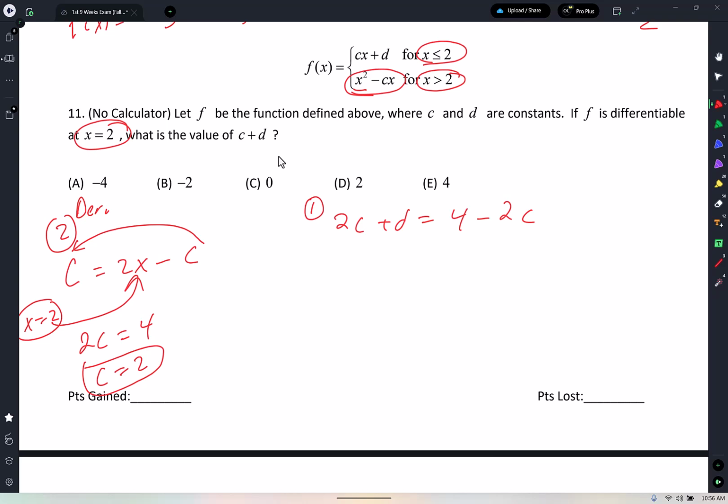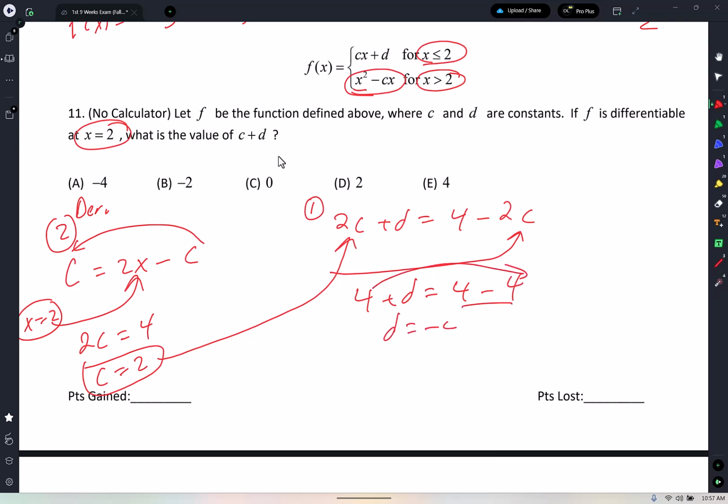See? Once I knew that c was 2, I plugged it in there and there. Really, you can just move that c to the other side. But 4 plus d equals 4 minus 4. 4 minus 4 is 0. Move that 4 to the other side. d equals negative 4. So d is negative 4. c is 2. So 2 plus negative 4 is negative 2. Cool?